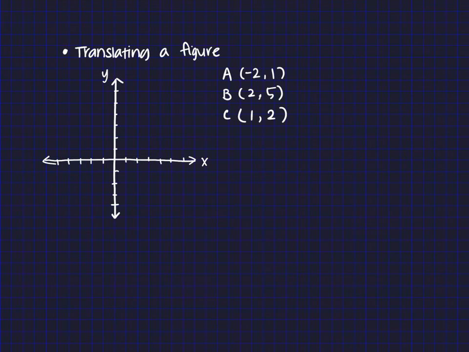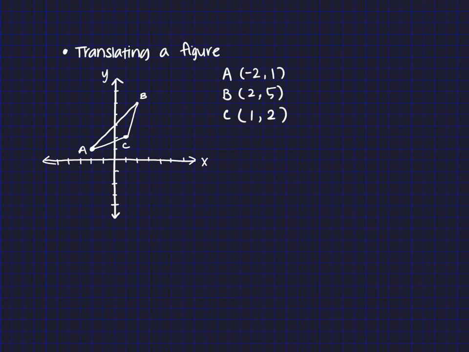So I'm going to go ahead and graph these points. I'm going to first look at A, which starts with a -2. So I go left 2, and then up 1, and that's going to be my point. And then my second point is going to be B, which is (2, 5). So I go to the right 2, up 1, 2, 3, 4, 5, and that's going to be my point B. And then I'm going to work on C, which is (1, 2). So I go 1 to the right, 2 to the top, and that's C. And then I'm going to go ahead and connect the dots to make a triangle.